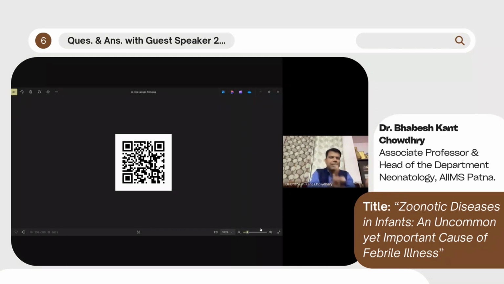So if there is a history in the parent, and if there is anything, then we have to suspect, like scrub typhoid. It is now very much happening in the tertiary care center, that scrub typhoid is diagnosed as a primary disease and it is treatable.